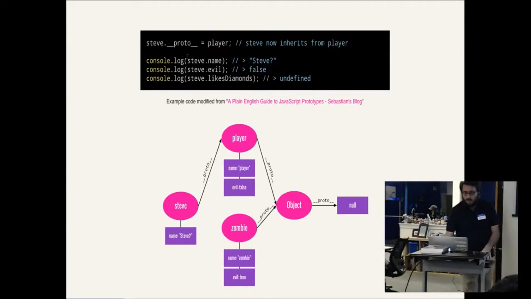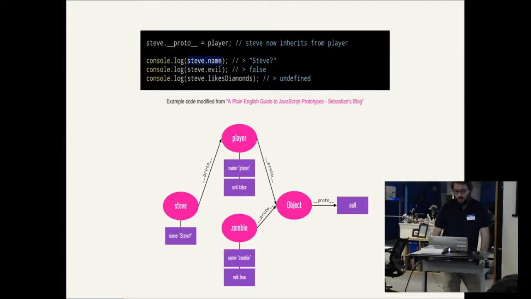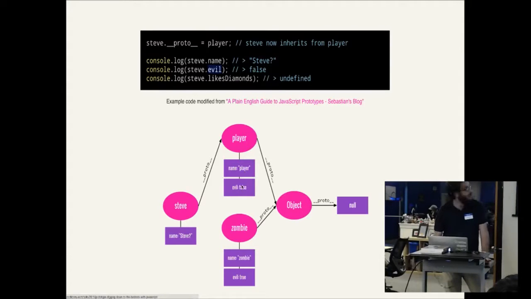So in this first line, we're going to try to trace out steve.name. JavaScript's going to go to this object, and it's going to find its name property, and it's going to say Steve. But if we look for evil, it's going to look for evil here. It's not going to find it, but it's going to go up this chain, up to its prototype, and then it's going to find evil here, and then it's going to return false.